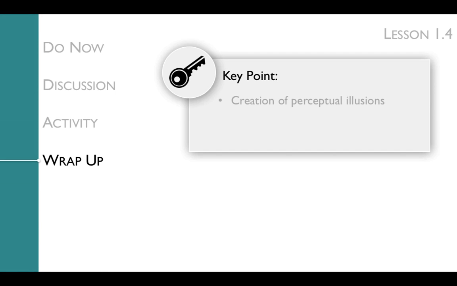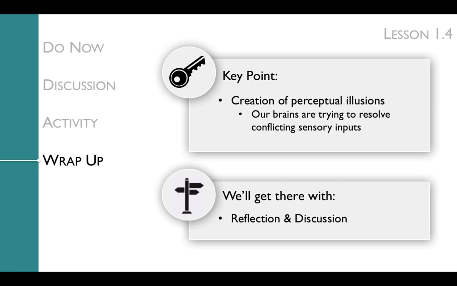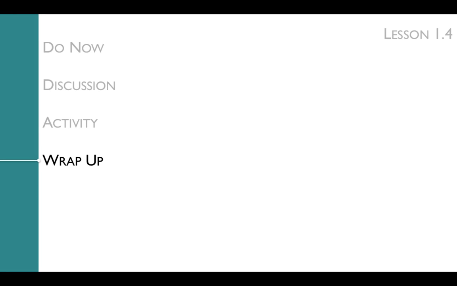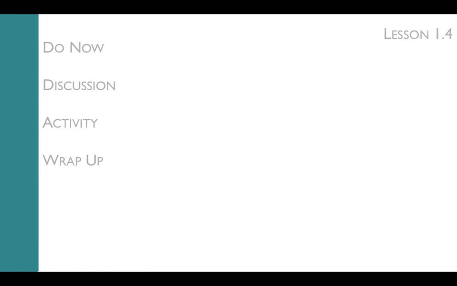The key point of the wrap-up is to review the creation of perceptual illusions, that they happen because our brains are trying to resolve conflicting sensory inputs. We'll get to this key point with a reflection and discussion. In the wrap-up, we'll address the question, why are our brains tricked? Our brains are tricked because they're receiving conflicting sensory information, and they are doing their best to explain this conflicting sensory information, which results in the illusions.